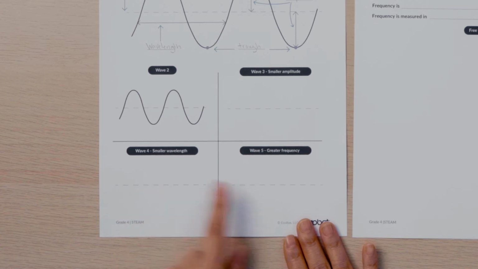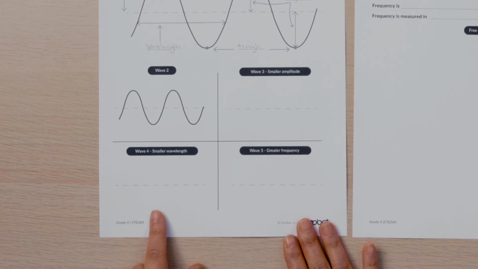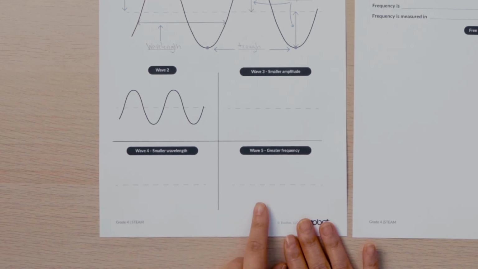For waves 4 and 5, you'll also draw a wave similar to wave 2. Wave 4 will have a smaller wavelength, and wave 5 will have a greater frequency. How will those changes affect the output of a sound wave?